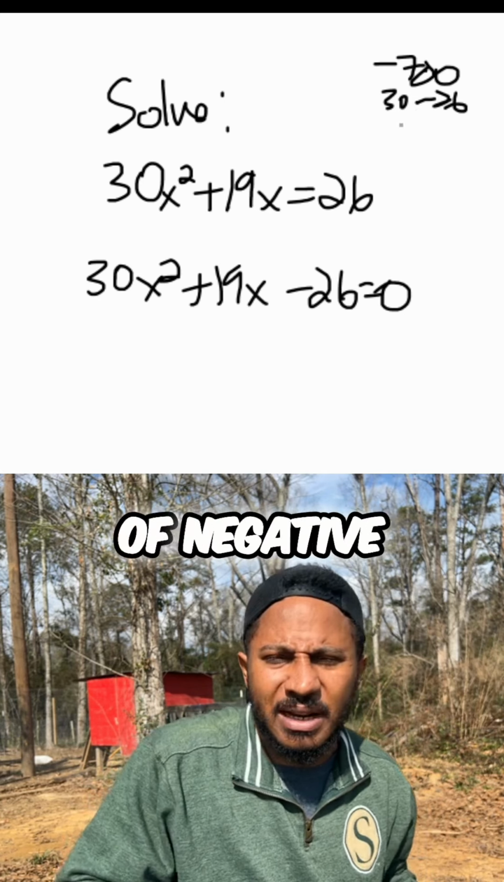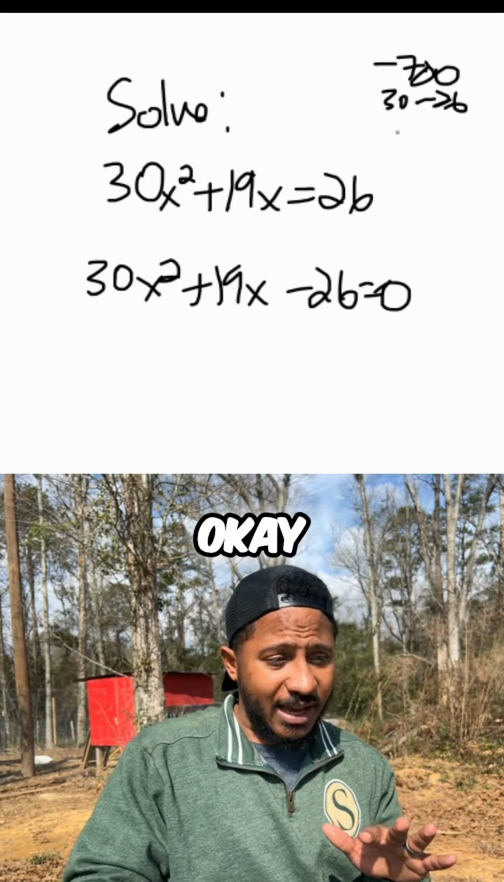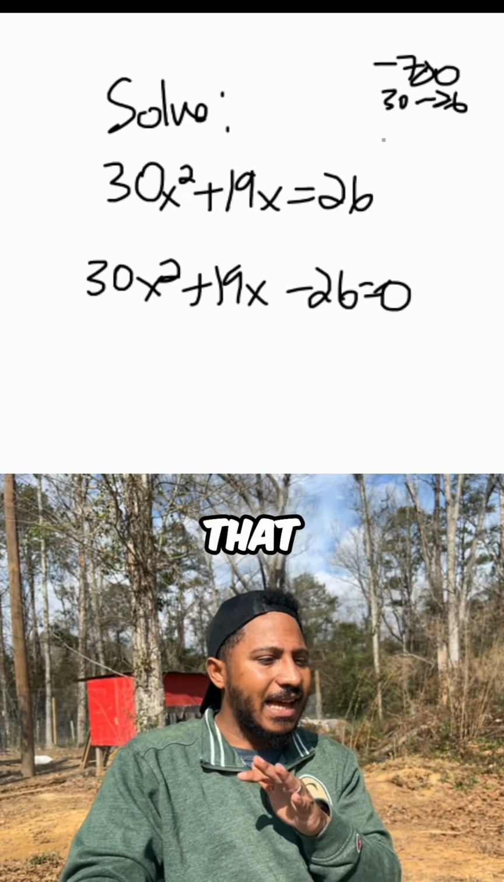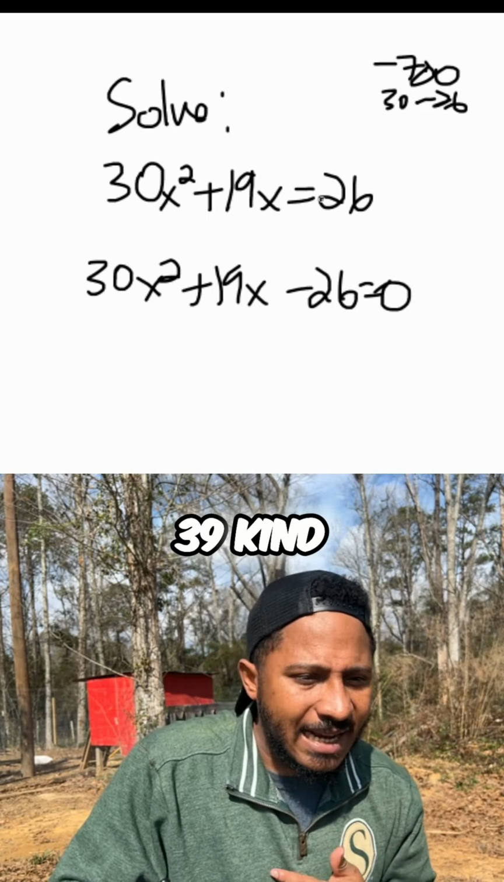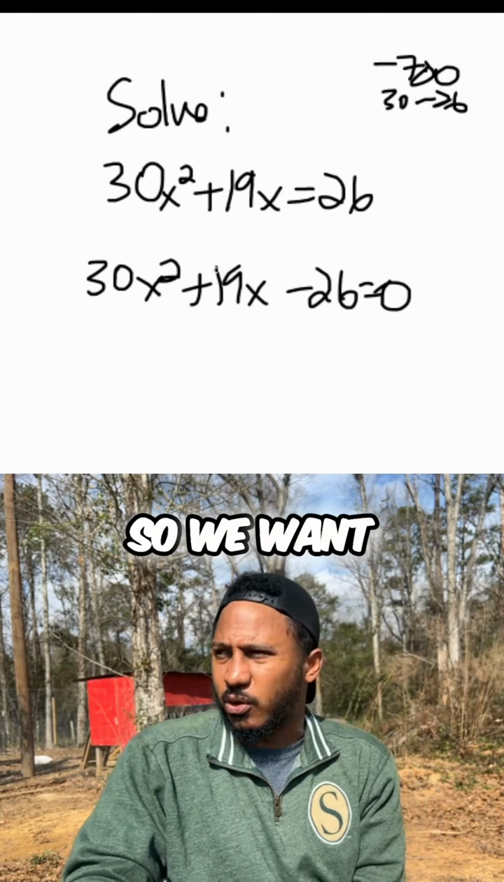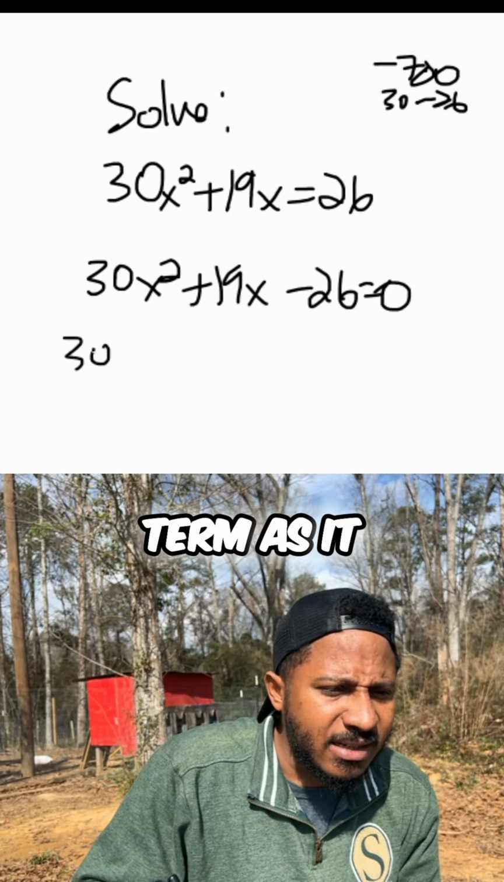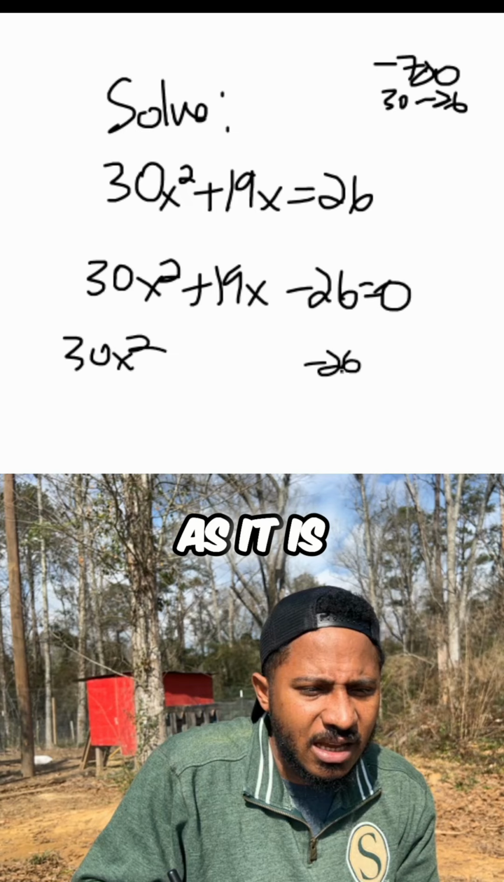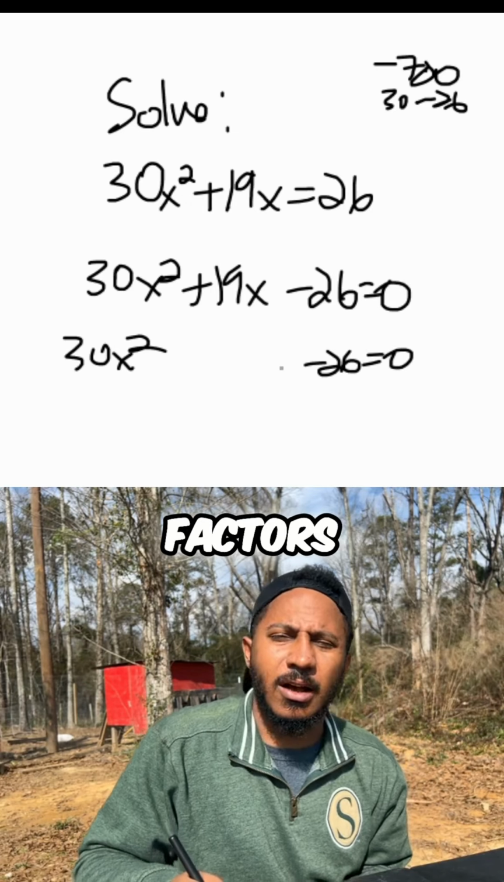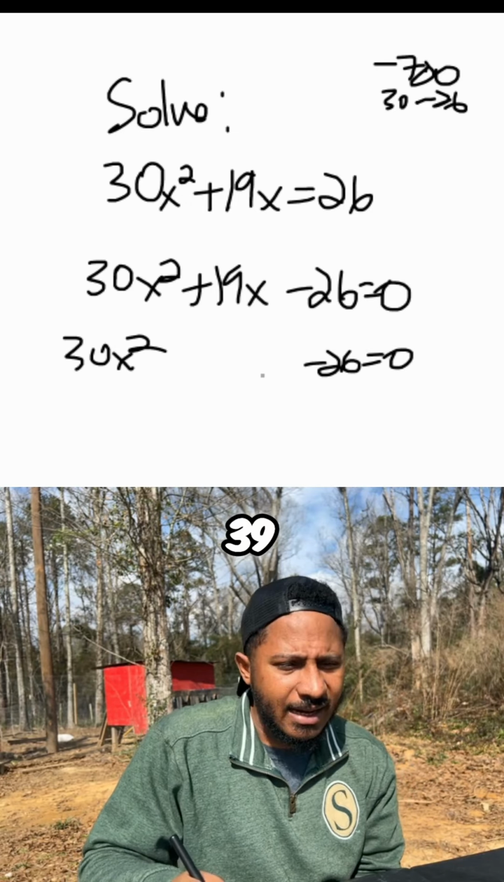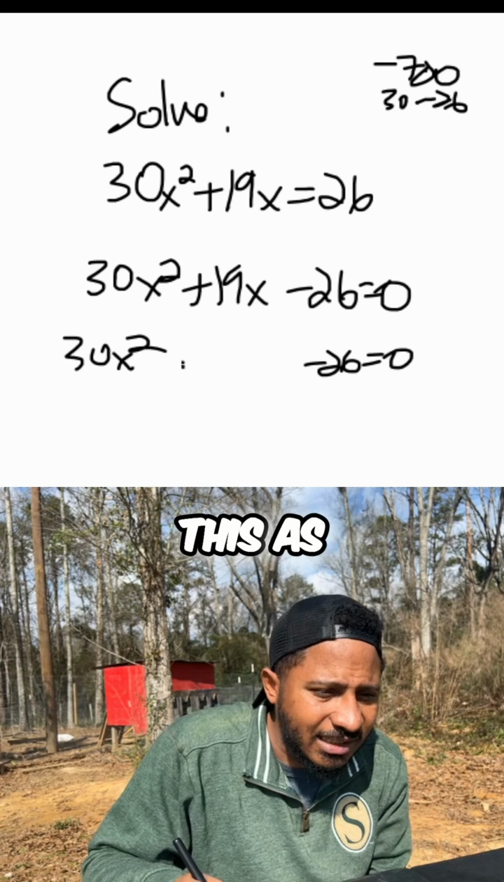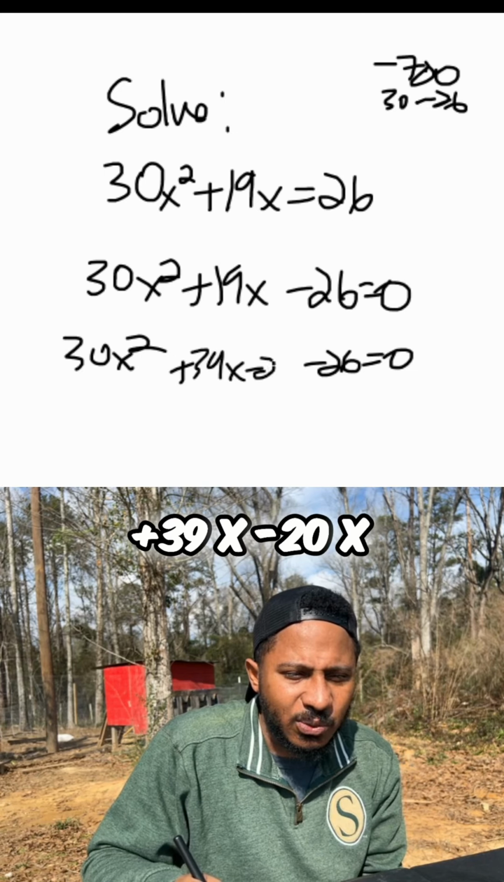And now I'll use factors of negative 780. Now, there's a bunch of factors, okay? But if we work it out, we can see that 20 and 39 kind of add to give us this middle. Okay, so we want to rewrite that middle term. Leave the first term as it is. Leave the last term as it is, but rewrite the middle using those factors of negative 780, 39, and 20. So we rewrite this as plus 39x minus 20x, okay?